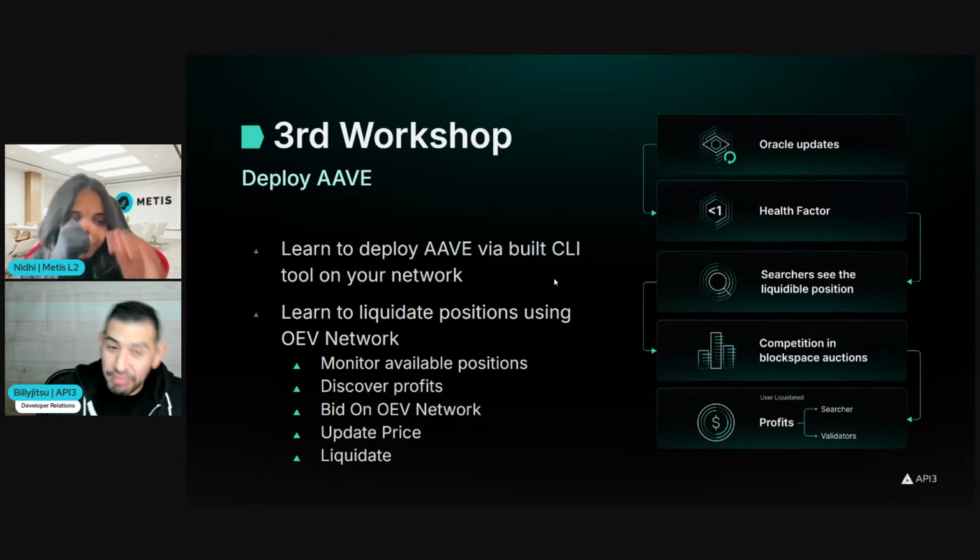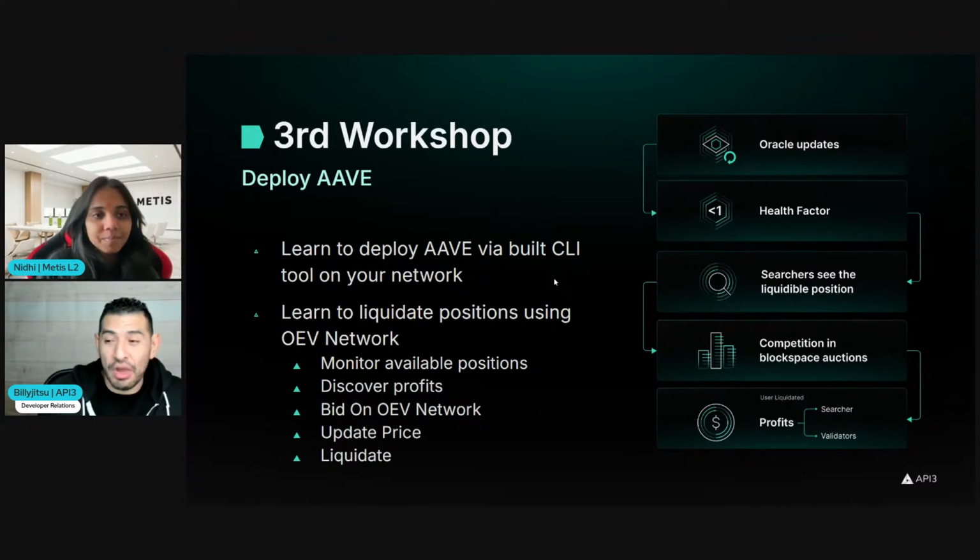The one we did previously was just liquidating a position with an EOA wallet with just the function call. And today we are actually going to do it with OEV network on there. So we're going to bid on OEV, update a price feed, and then liquidate through a smart contract instead of an EOA.